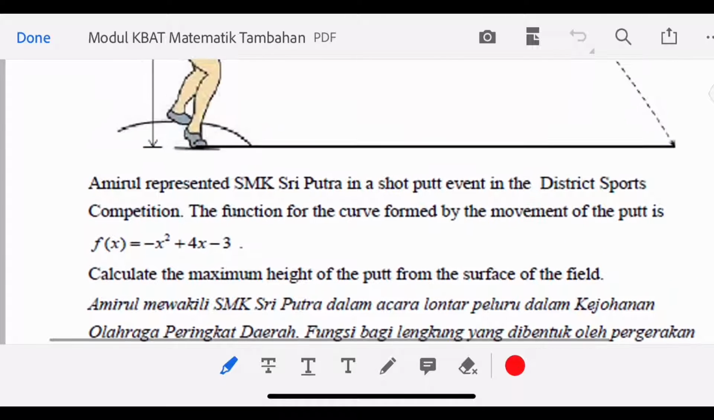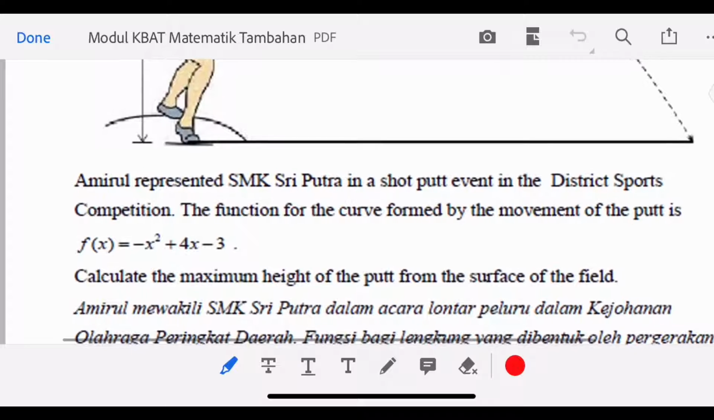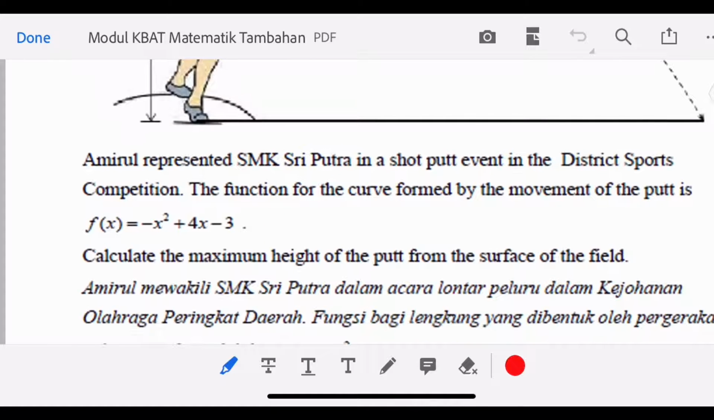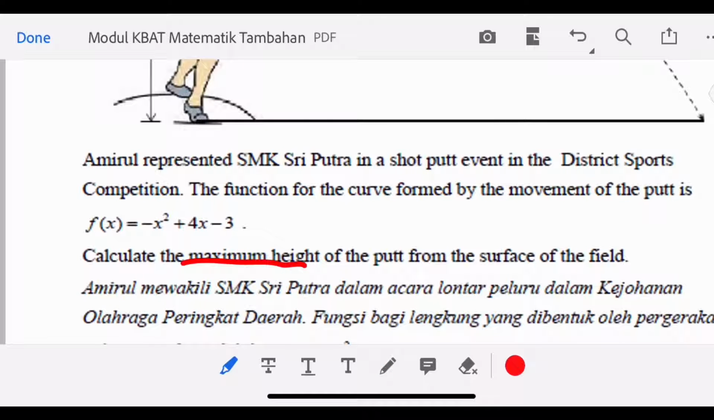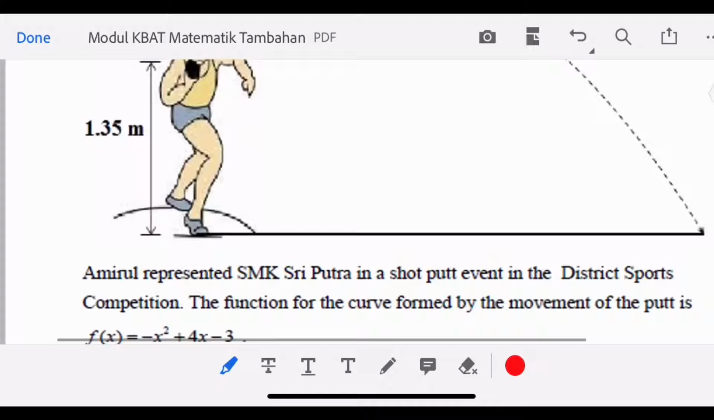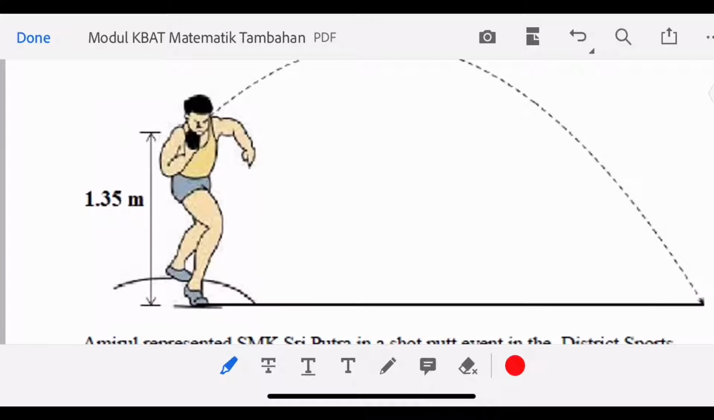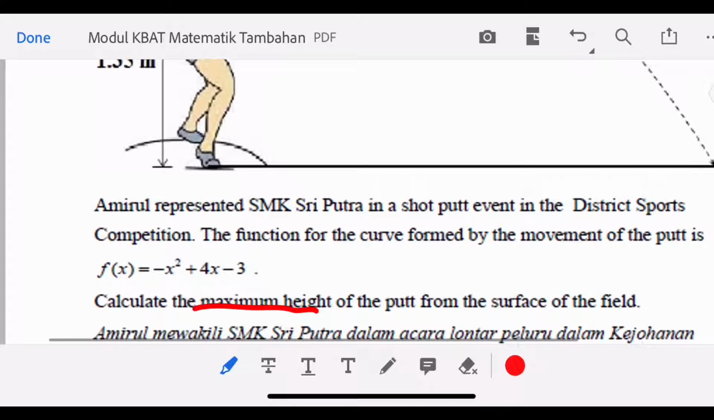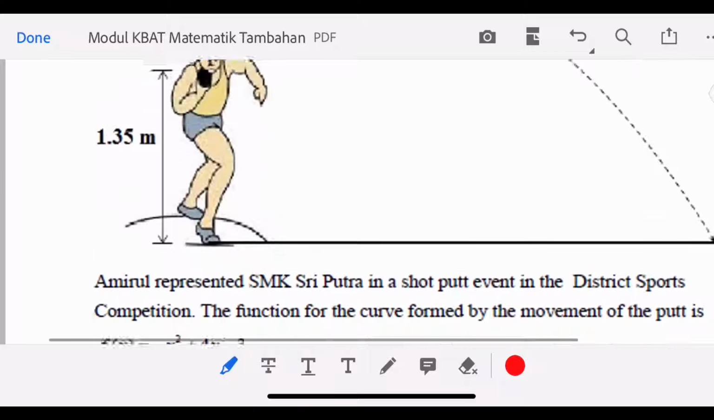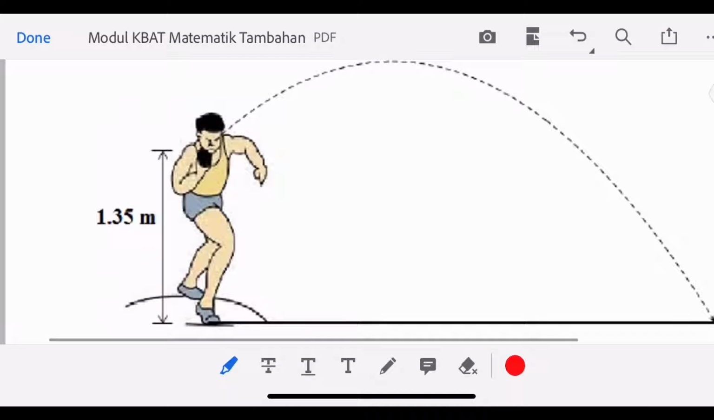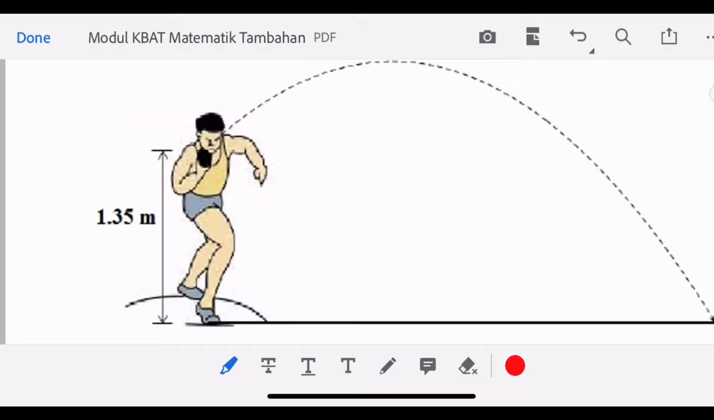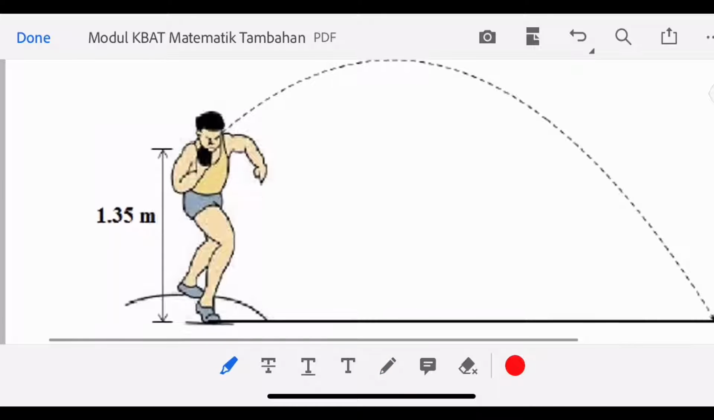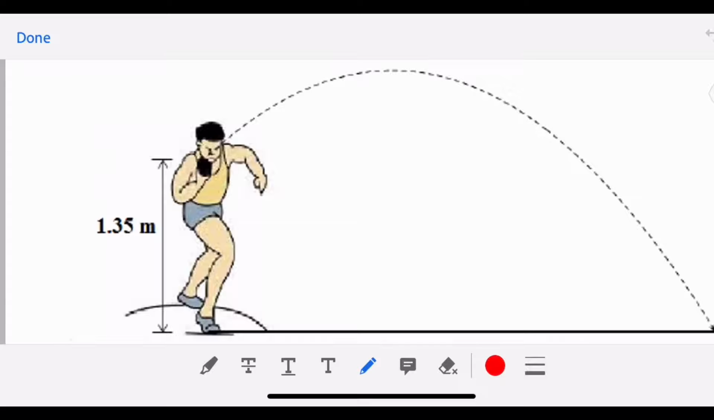The function for the curve formed by the movement of the shot put is given by a quadratic function, f(x) equal to negative x squared plus 4x minus 3. So it's an N shape. So you are asked to calculate the maximum distance.